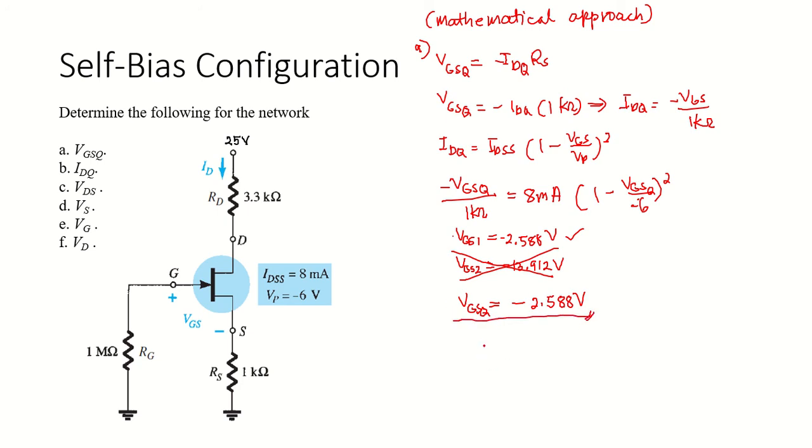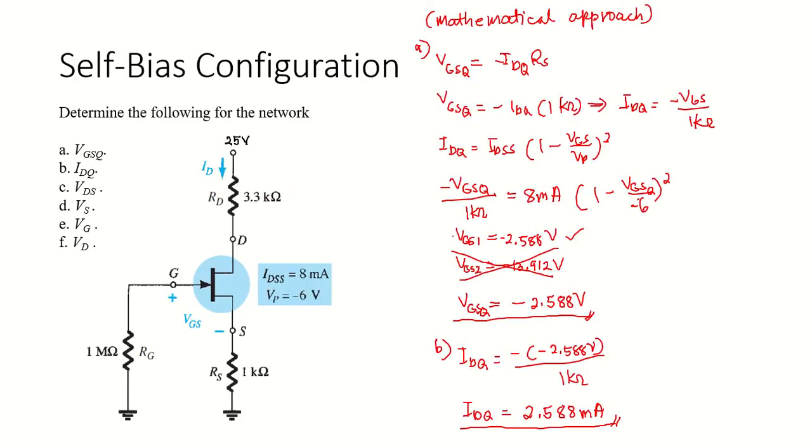Now for the value of IDQ, we will use this formula since VGS is already solved. So negative 2.588 volts all over 1 kilo ohm, giving us a value of IDQ equal to 2.588 milliamperes. For the next one, we will take a look at the DS loop to get the value of VDS.